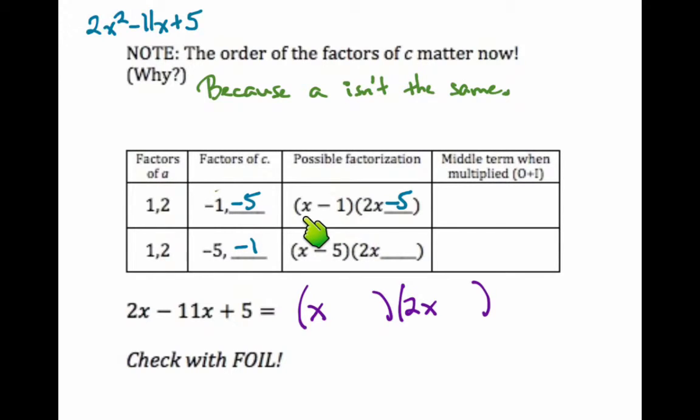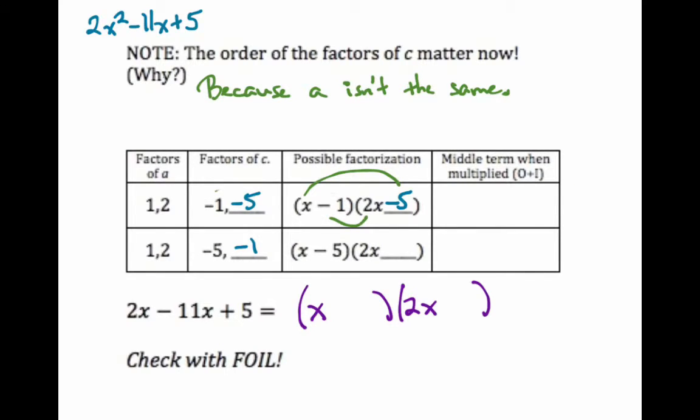We know that this is going to give us 2x squared, right? X, our first terms, if we FOIL. And we know that this, for our last terms, is going to give us a positive 5. The question is, what do we need to do to get to b, that negative 11? So all I care about is the O and the I in FOIL. We know we've got F covered, we know we've got L covered. What about O plus I?